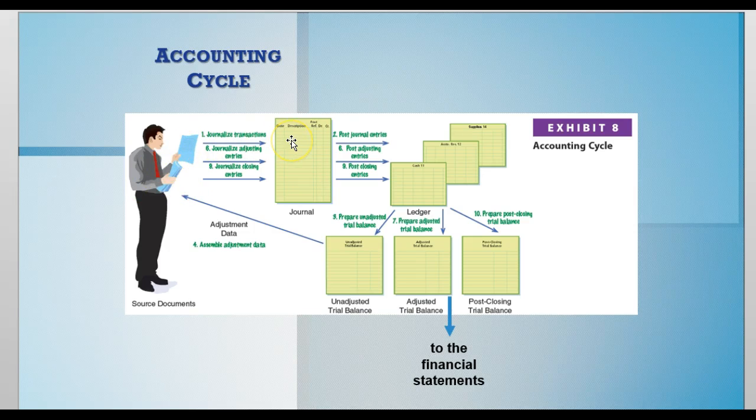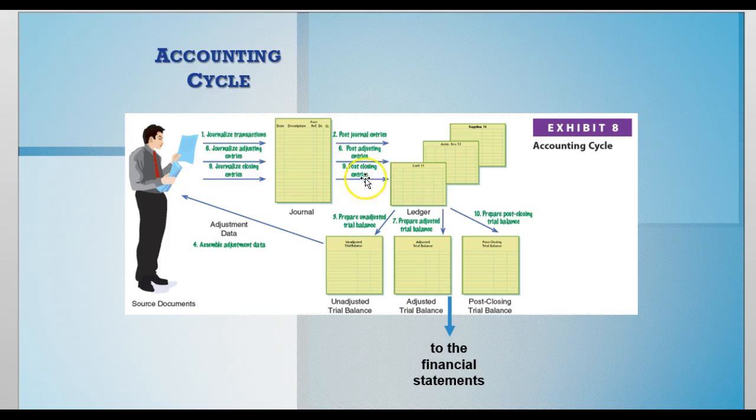Then you journalize the adjustments. They go to the general ledger. They come back and you create the adjusted trial balance. Then you create the financial statements. So then you're back to, okay, I've got the statements. Now I've got to close the entries. And then you post the closing entries. And then you have the post-closing trial balance.